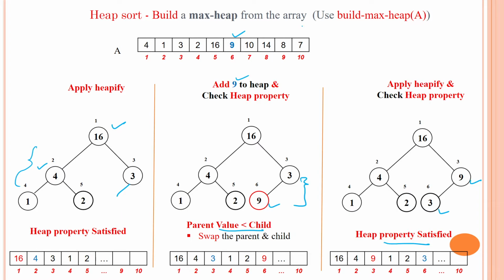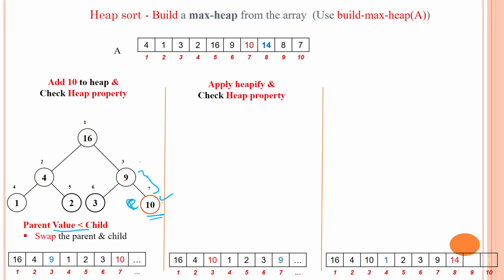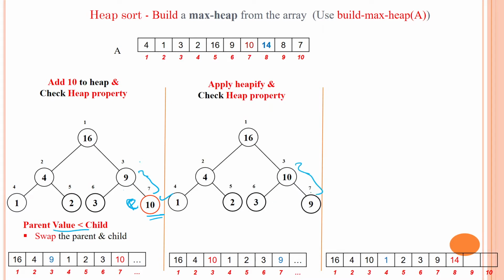Then we are going to add the 10. So 10 here we are adding as a right child as per the structure property, binary structure property, so almost complete binary tree. So now 10 is this one. So here again heap property is not satisfied. I mean child is greater than the parent, so it is not satisfied. We have to swap the 10 and 9. After swapping the 10 and 9, 10 becomes parent, 9 becomes the child. Now it is satisfying the heap property.